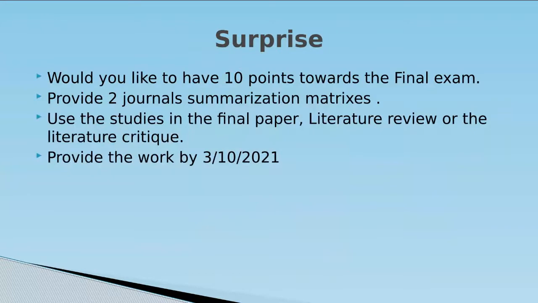So surprise! Would you like to have 10 points towards the final exam? I need you to go to all these articles. For example, if you have not done the article critique, go ahead and use that article to do this matrix. If you provide the matrix by 3/10/2021, then I will give you 10 points towards your final exam. This is not hard. This is actually an easy thing to do, and you can work with the actual articles that you're already working on for your final assignment or for your literature review if you have not done your literature review yet.